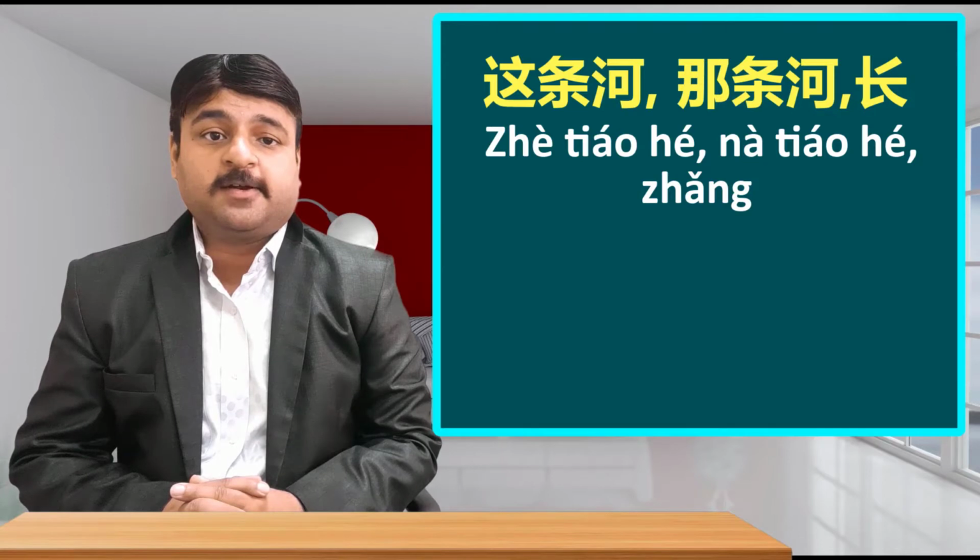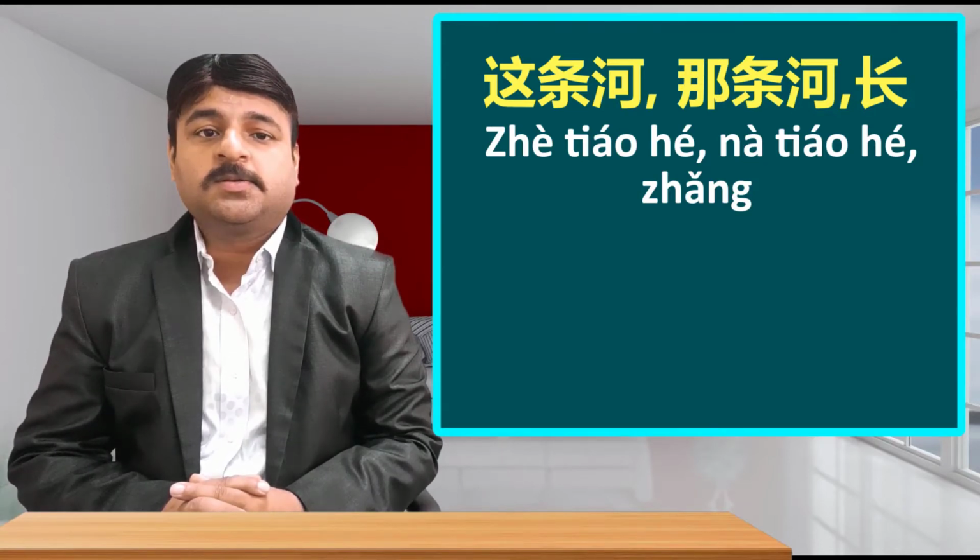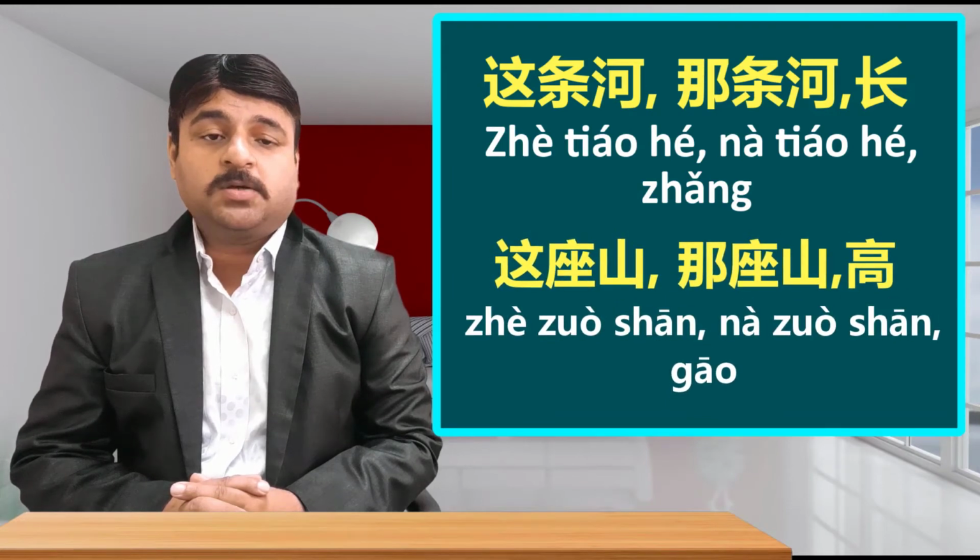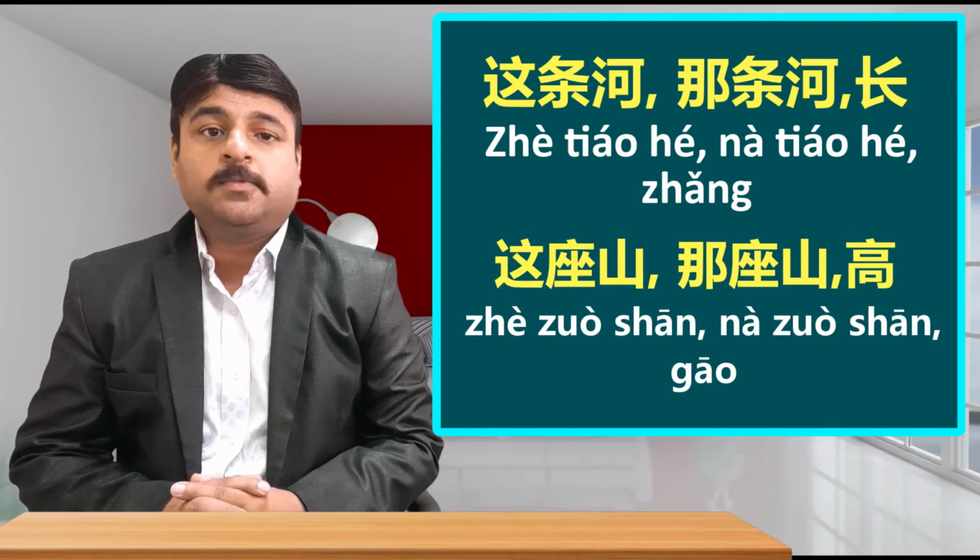Moving on to the next set of three words to make replacement. Let us read the following words. 这座山, 那座山, 高, this mountain, that mountain, high. This mountain is of the same height as that mountain, or this mountain is not of the same height as that mountain. Replace the words in the underlined parts and make a new sentence. Moving on to the next set of three words.